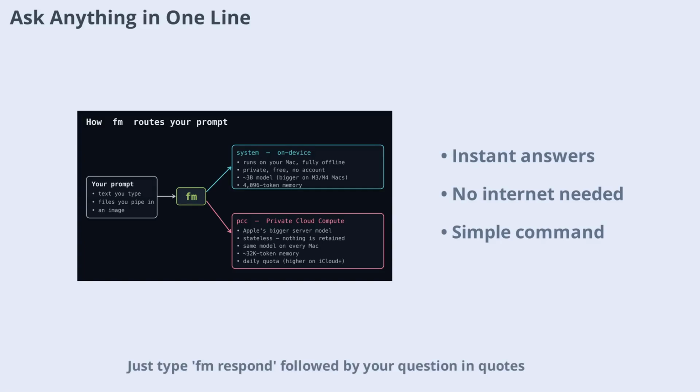The simplest way to use the hidden LLM is to ask it anything in a single line. Just type FM respond followed by your question in quotes, and you'll get an instant answer. The response is generated entirely on your Mac, with no network connection or login required. This makes it perfect for quick queries, brainstorming, or getting instant feedback. It's fast, private, and always available right from your terminal.